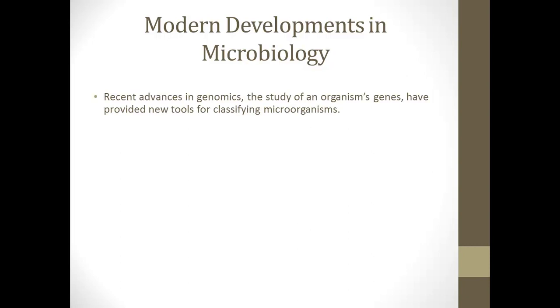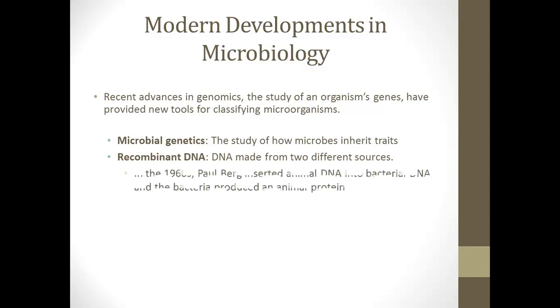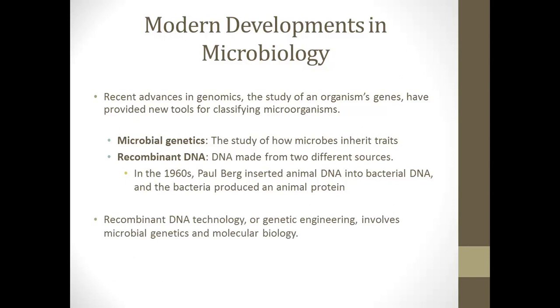Recent advances in genomics, the study of an organism's genes, have provided new tools for classifying microorganisms. Microbial genetics is the study of how microbes inherit traits. Recombinant DNA is DNA made from two different sources. In the 1960s, Paul Berg inserted animal DNA into bacterial DNA, and from there the bacteria then produced an animal protein. Recombinant DNA technology or genetic engineering involves microbial genetics and molecular biology.